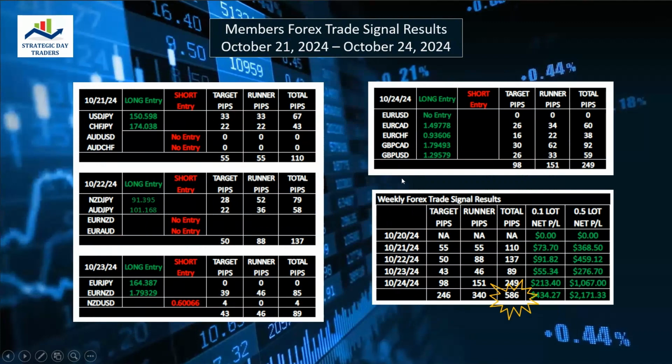Here is how we did. As I said, we only had 4 days that I was able to do calls on, a couple of no entries, so we mitigated any risk. And overall, we still did great, almost 600 pips overall. So let's go ahead and take a look at a couple of these trades in detail.